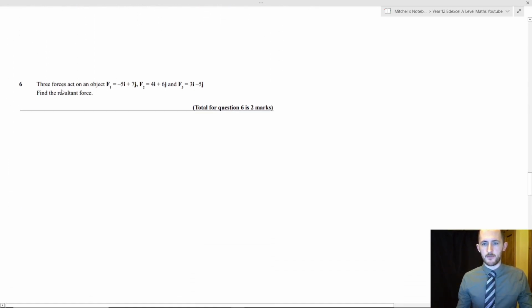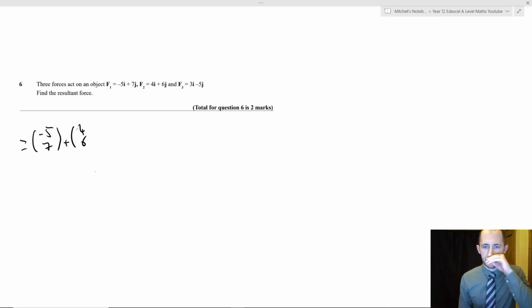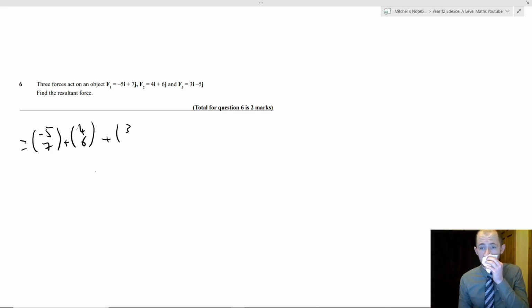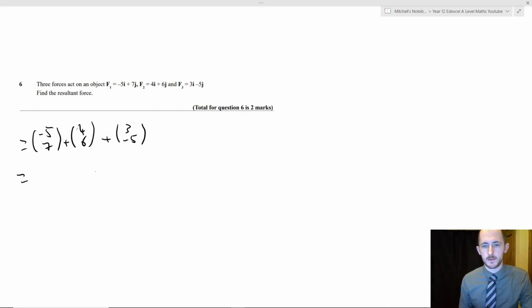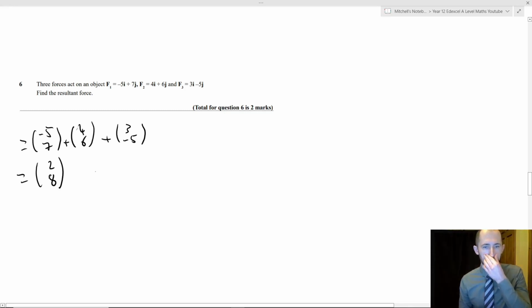Okay. Yep. So three forces act on an object. So again, this is a very stereotypical mechanics question. Find the resultant force. Well, resultant force is just the sum of all of the forces, okay? So all we're going to do is literally add all of these together. So again, I'm going to do it in column notation because it makes me feel better. But you can just add up all of the i's and j's. That's also completely valid. Of course it is. So -5 plus 4 is -1. Plus 3 is 2. 7 plus 6 gives me 13. Minus 5 would give me 8. Or we can write that as 2i plus 8j.